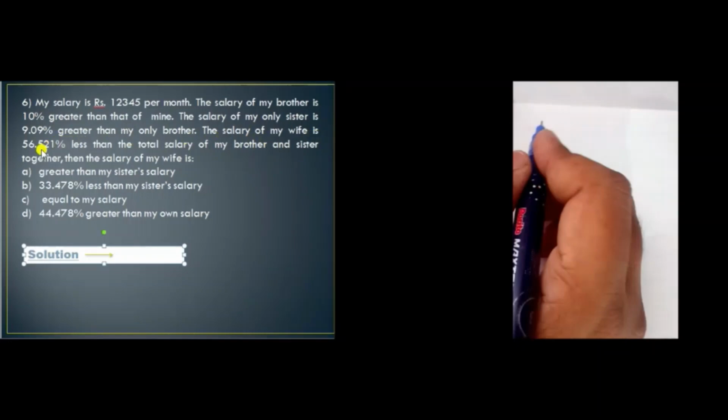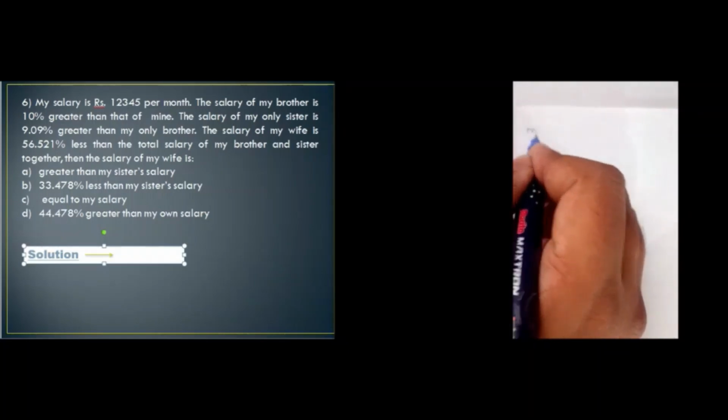The salary of my wife is 56.521% less than the total salary of my brother and sister. So then the salary of my wife is, these are the options: greater than my sister's salary, 33.478% less than my sister's salary, equal to my salary, and 44.478% greater than my own salary. Let's see the solution for this.